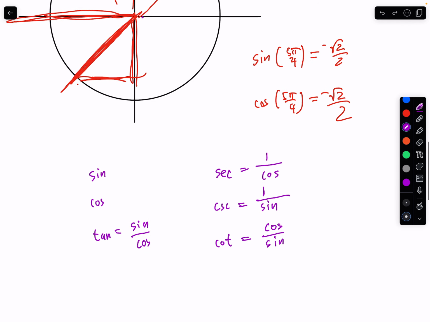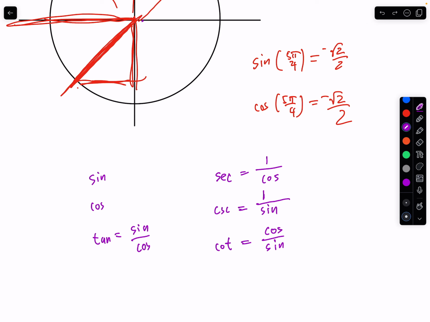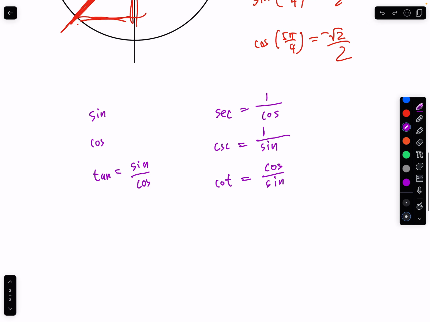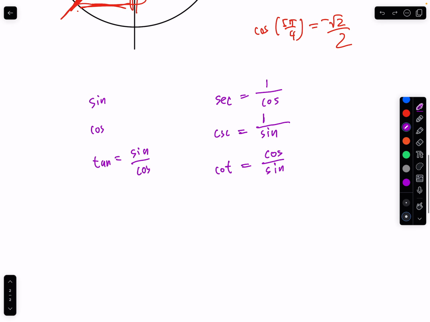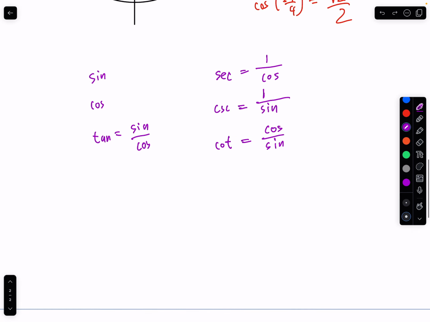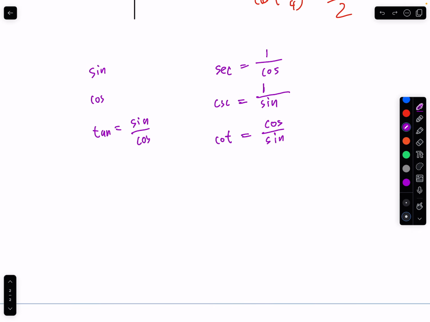Okay, so these are basic identities that we need to know. We gotta just memorize those, because that's the definition of them. And once we have that, that makes calculating any of them pretty simple. Let's just pick one at random. Let's say I want to know cosecant of, let's see, pi over 3.